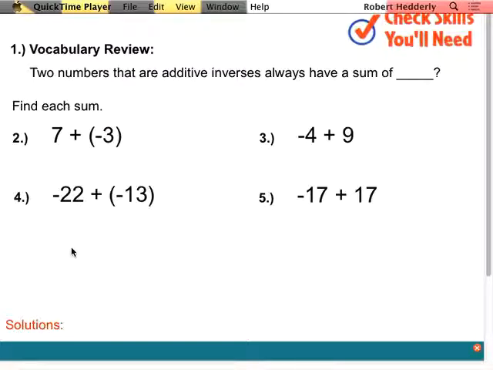All right. First of all, two numbers that are additive inverses always have a sum of what? Can we start on that side? Zach, what's your answer for number one? 0. Very good. So, an example, can you give me an example of additive inverses? -6, +6. Put those together, you get 0. They're additive inverses. Very good.